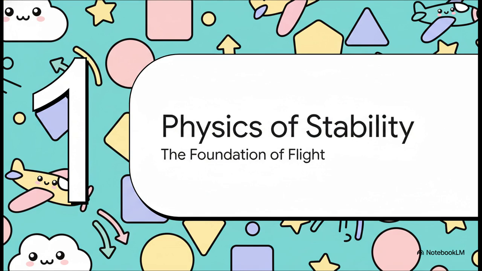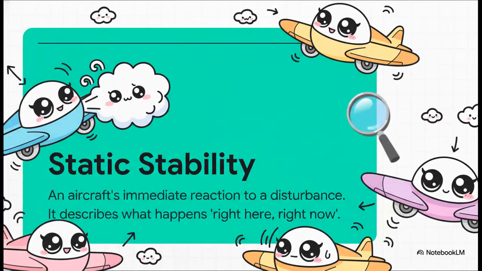Okay, so to really get how a computer can fly a plane, we have to start with the basics. We need to understand how a plane wants to fly, all by itself. And that all comes down to the physics of stability. First up is something called static stability. Now, think of this as the plane's gut reaction. Its immediate, knee-jerk response. A gust of wind hits it, what does it do in that very first second? Does it try to level back out? Does it just stay in that new weird position? Or does it get even worse? That split-second reaction, that's static stability.